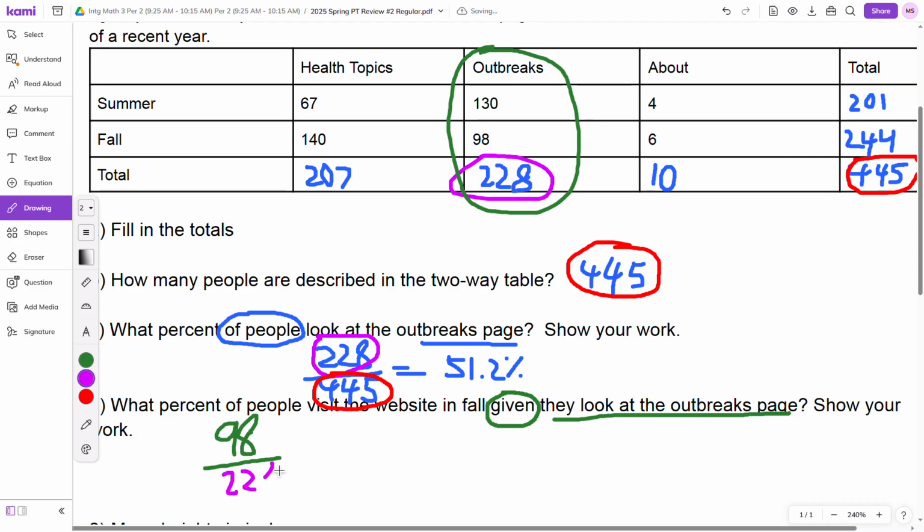Because, again, it's given that they're looking at the outbreaks page. They're not looking at the health topics. Not the total, just that. And then we have to also convert this to a percentage. And all you do is just put that in the calculator. And you'll get a decimal, but remember what percent means. Percent means divided by 100.